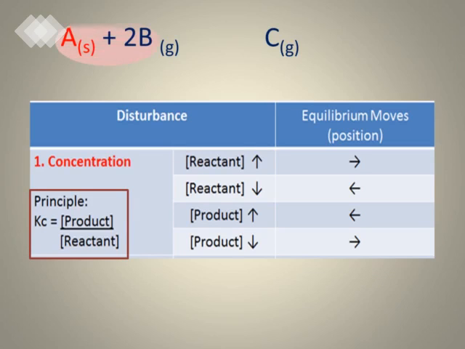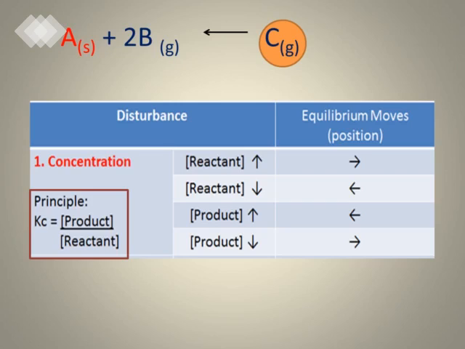Let us start by increasing the concentrations of the reactants. When we increase the concentrations of any reactants, the reaction will move to the right to produce product, hence reducing the excess concentrations of the reactants, and the system will be at equilibrium again. Likewise, when we increase the concentrations of the product, it will move to the left to produce more reactants to reduce the excess concentrations of the product, and the system becomes in equilibrium again.